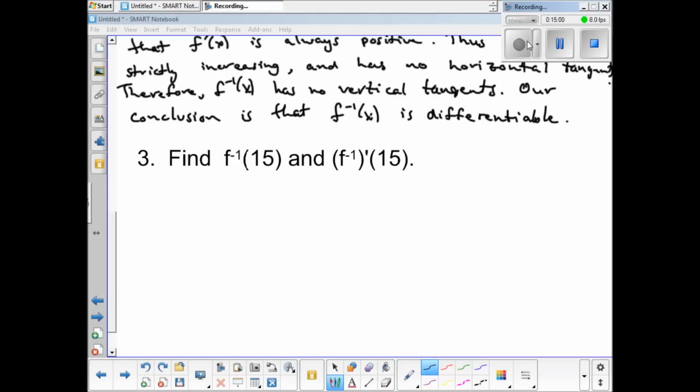Let's say we wanted to find f inverse of 15. So let's write f inverse of 15 equals, let's just give this a name. We'll call it P. So the question is, what is P? Well, this can also be written as 15 equals f of P. We're taking f of both sides, so the f and f inverse cancel out.